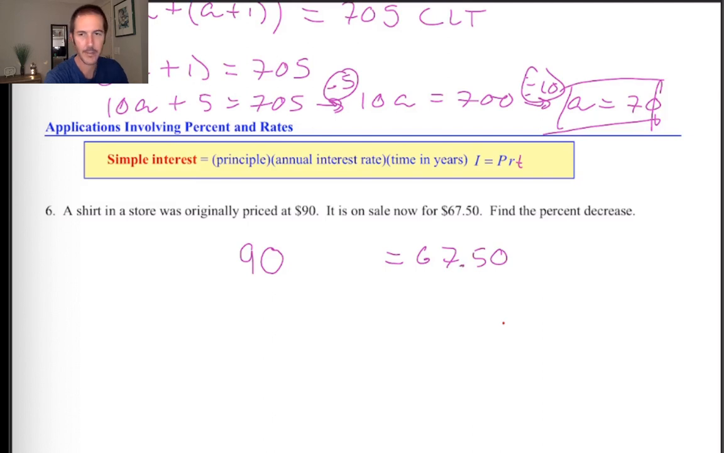How am I going to modify the 90? Well, I'm going to multiply it by something. I'm going to multiply it by some percent decrease. So let's multiply it by, I don't want to use capital P, let's use D for a decrease.